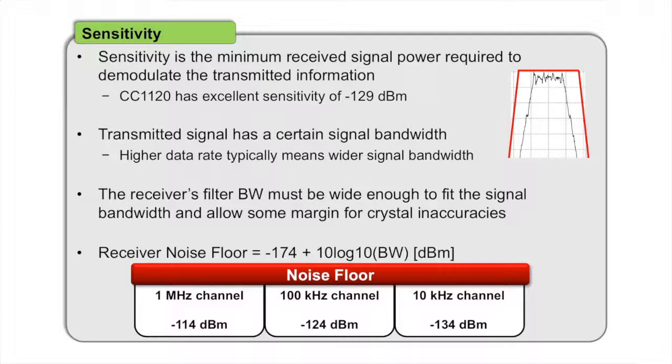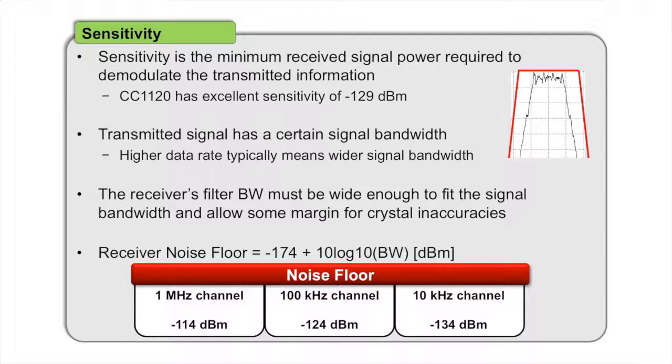The transmitted signal has a certain signal bandwidth defined by the modulation format and data rate. A higher data rate will typically give a wider transmitted signal bandwidth. On the receiver side, there is an RX filter that needs a bandwidth wide enough to fit the transmitted signal bandwidth and also to allow for crystal inaccuracies on both the receive and transmit sides. In the figure to the right, the RX filter is shown in red and is wider than the transmitted signal bandwidth.